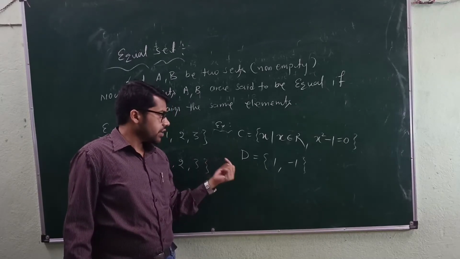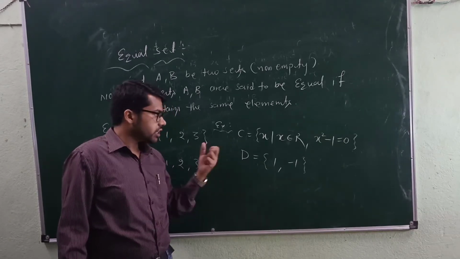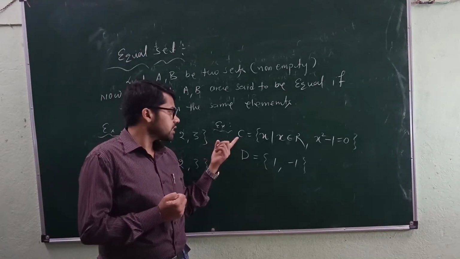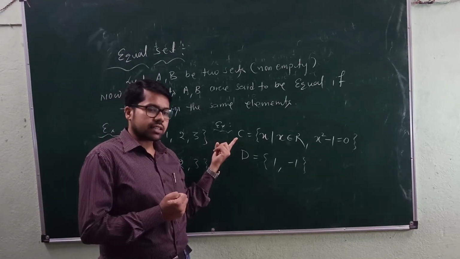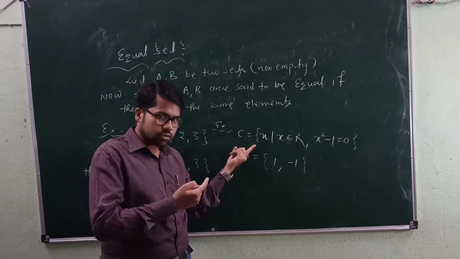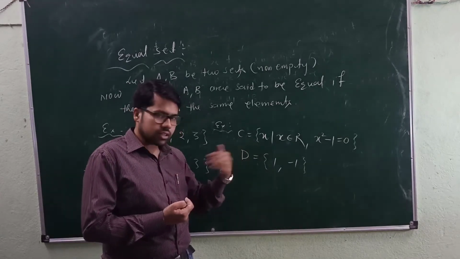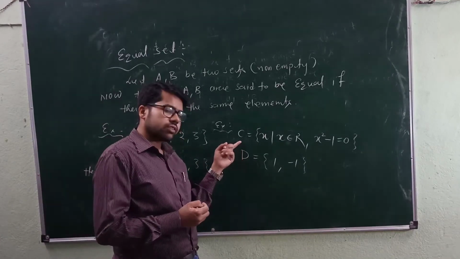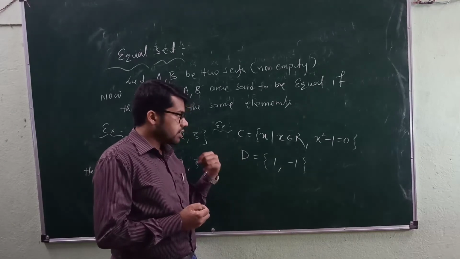To check whether C and D are equal, the first task is to look at how set C is written: the set C is written in set builder format. So first we have to write the set into listing format, then only we can recognize whether it is equal or not. So our first job is to write the set C in listing format.